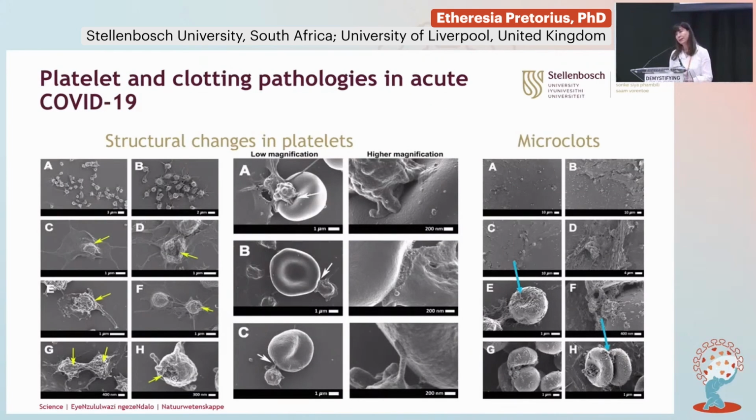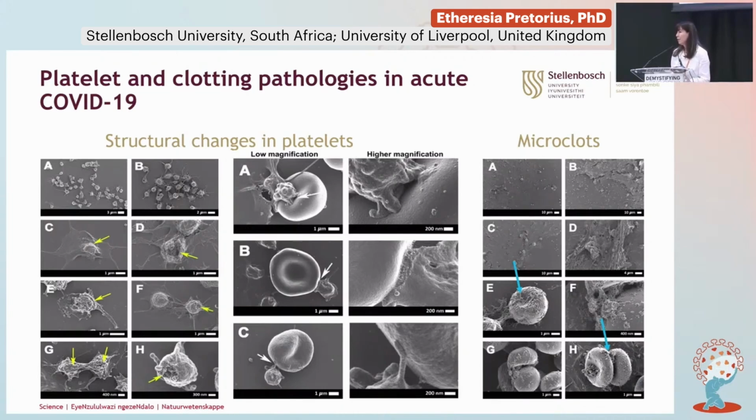So early on in the pandemic, when everyone was in lockdown, we took blood samples and studied and looked at the platelets, and to our surprise, we found numerous platelet hyperactivation and damage in acute COVID. Here you could see structural changes in platelets with the yellow arrows, where the platelets looked as if they've just exploded, and also interactions with red blood cells.